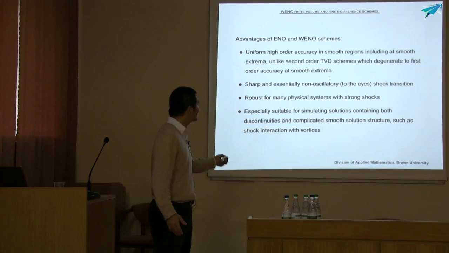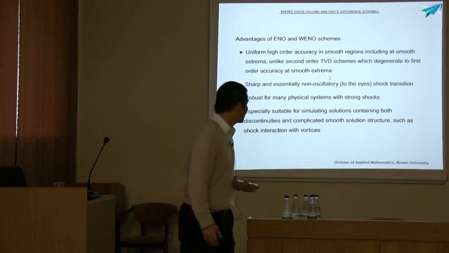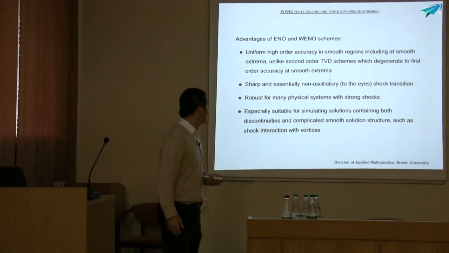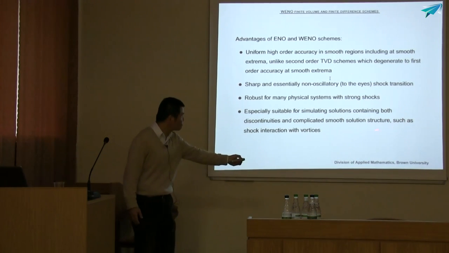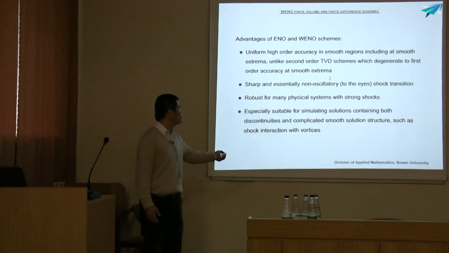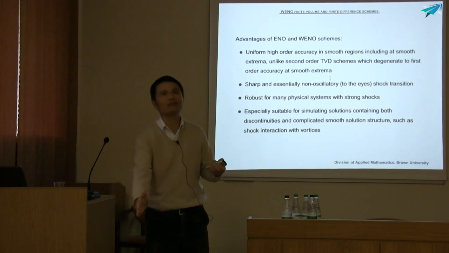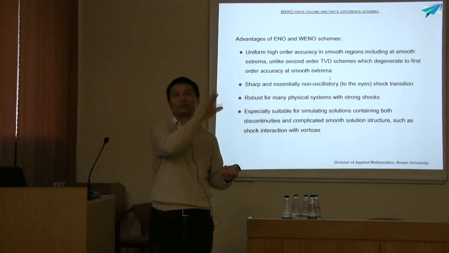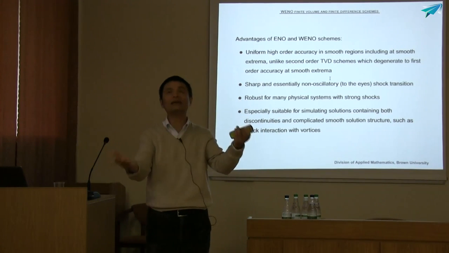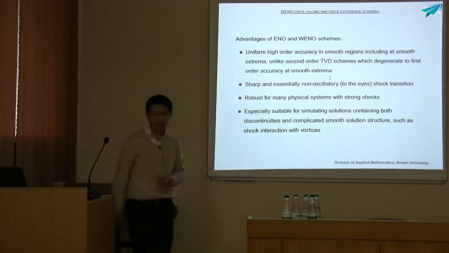Because of these advantages, these types of schemes are especially suitable for simulating solutions containing both strong discontinuities and complicated smooth structures. A typical prototype example would be shock interaction with vortices. So you have a shock, which is a discontinuity, you have a vortex, which has a lot of complex smooth structure, and they hit each other, they interact, so you can see that both effects would be important to resolve.